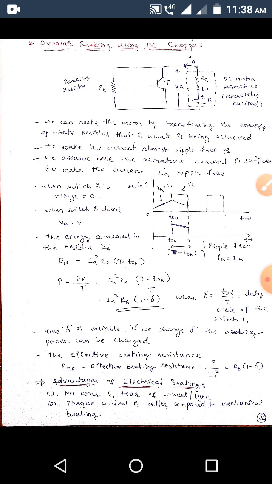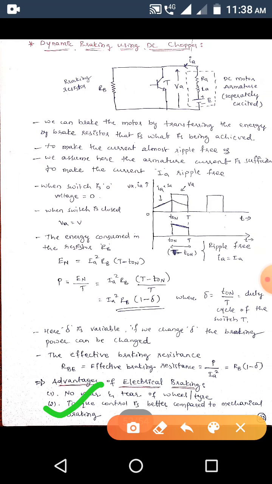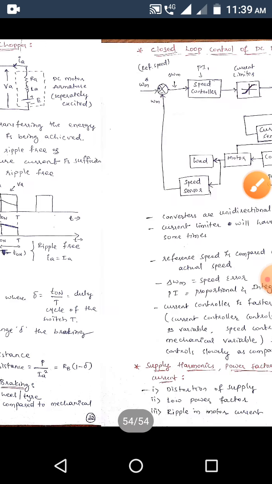Okay, so torque control is better compared to mechanical braking. It means we can easily control the torque by applying the brake in the electrical vehicle, but in mechanical braking there will be some friction or losses, or it creates some noise when we apply the friction. So these are some of the advantages of electrical braking over mechanical braking. Now we'll see the next one.